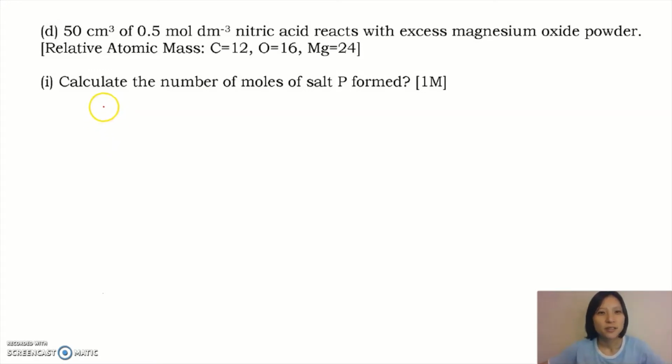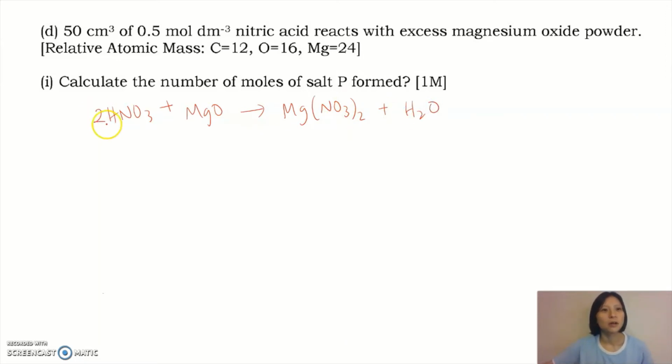This question says that nitric acid reacts with excess magnesium oxide. This is actually the same thing. We are just rewriting the equation for easy reference. Balance the equation. It says 50 cm³ of nitric acid, so cm³ is volume. 0.5 mole per dm³ is molarity. With the information that we have in any calculation question, the first thing you must always do is find the number of moles, in this case the number of moles of nitric acid.